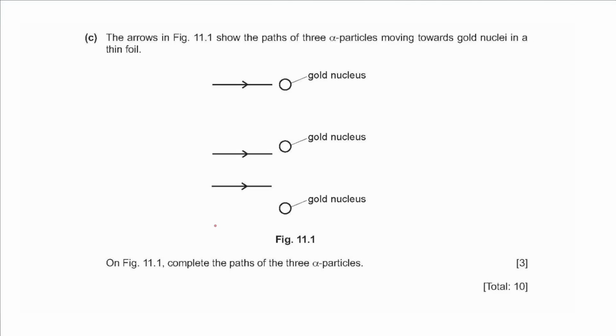Part C says the arrows in figure 11.1 show the path of 3 alpha particles moving towards gold nuclei in a tin foil. On figure 11.1, complete the path of the 3 alpha particles. So the one that is going directly towards a nucleus rebounds backwards. The one that is going close to a nucleus gets repelled away, like this. And the one moving far from the nuclei keeps moving forward in a straight line.